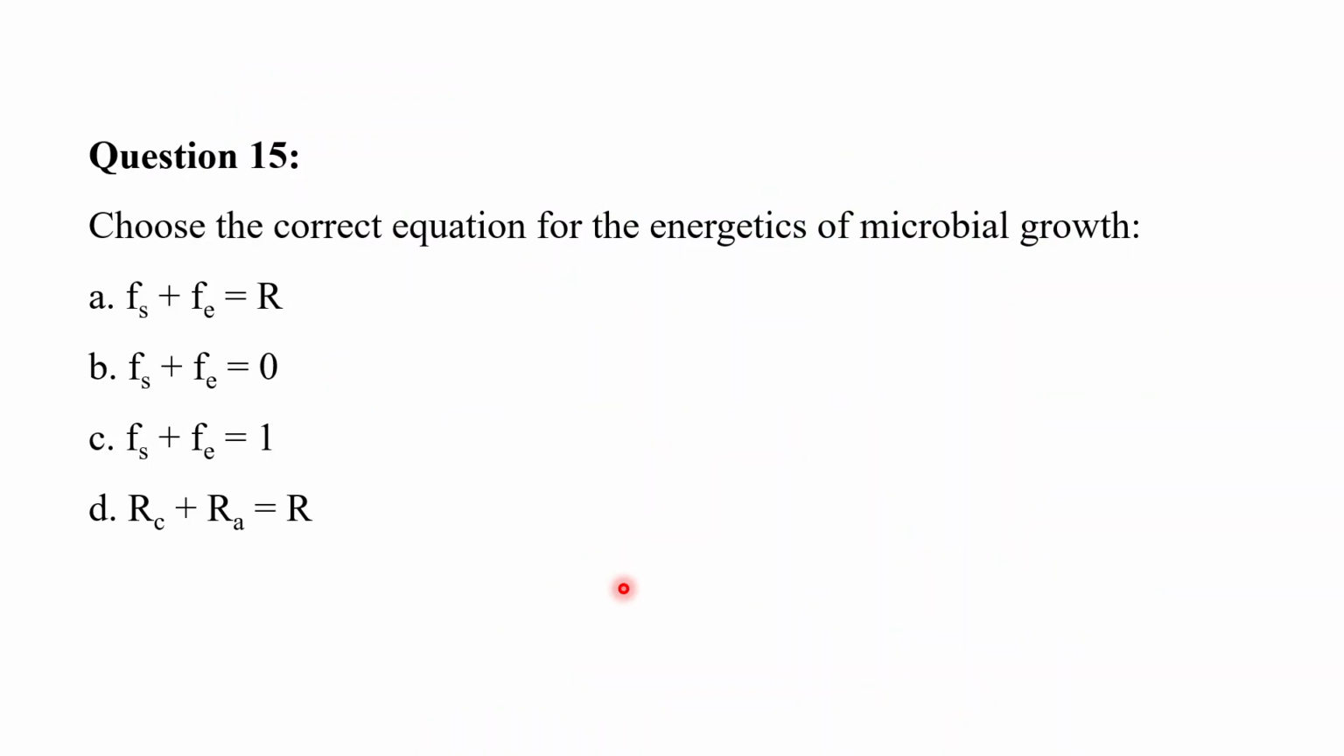So the next question, question number 15. Choose the correct equation for the energetics of a microbial growth. Fs plus Fe is equal to R, Fs plus Fe is equal to 0, Fs plus Fe is equal to 1, and Rc plus Ra is equal to R. So which of the equations describes the energetics of a microbial growth? So it's option number C, Fs plus Fe is equal to 1.